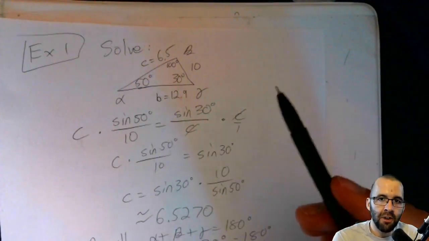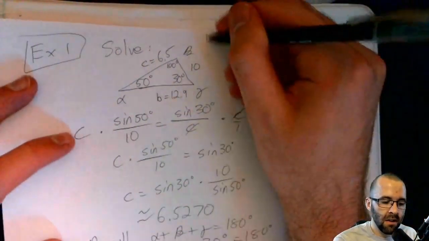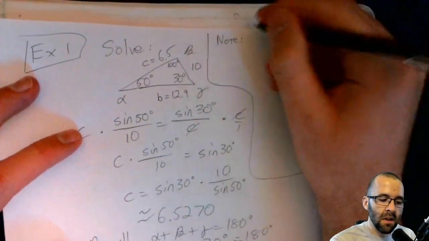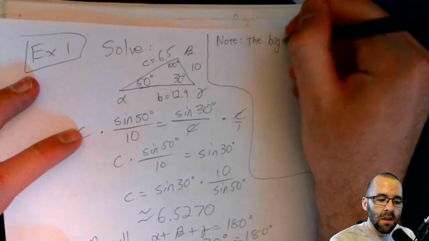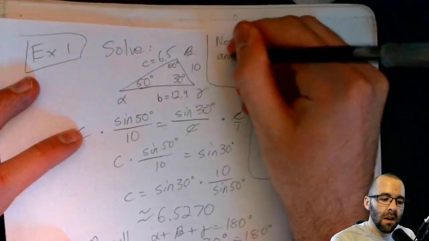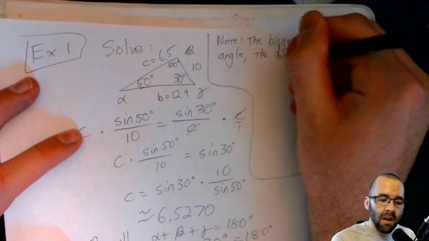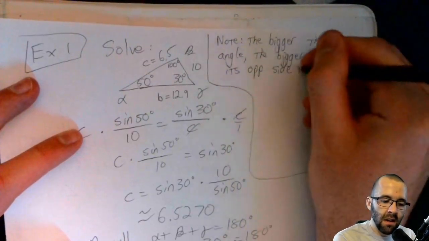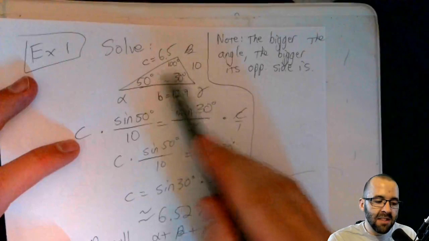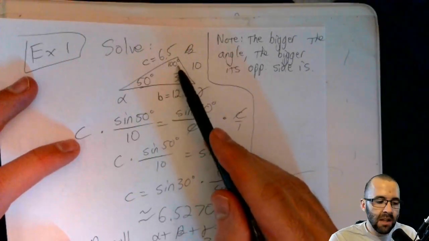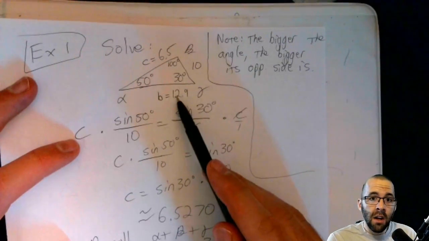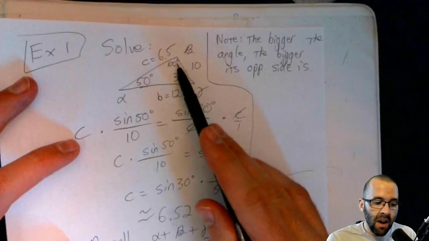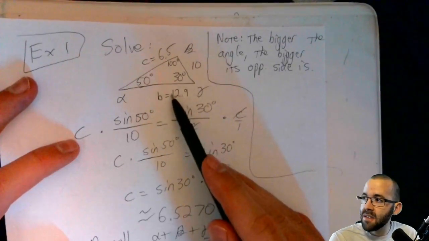Here's the time for a gut check. Okay? I'm going to write this here so that we can have it side by side. Note, the bigger the angle, the bigger its opposite side is. So what that means, what's our biggest angle here? The biggest angle in this triangle is 100 degrees. Its opposite side very darn well better be the biggest side. Biggest angle means the opposite, it's got to be the biggest side, okay?